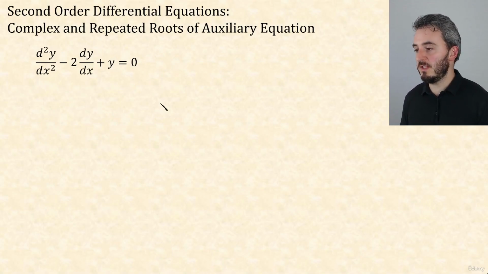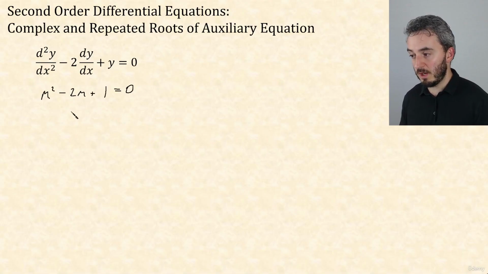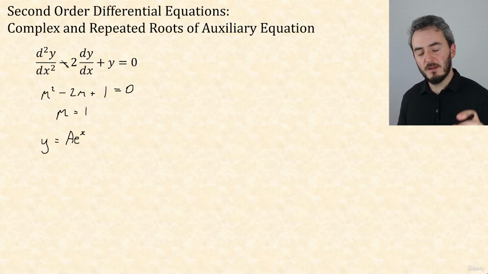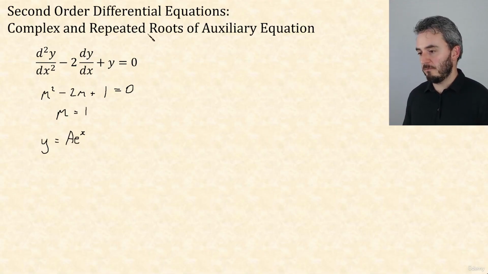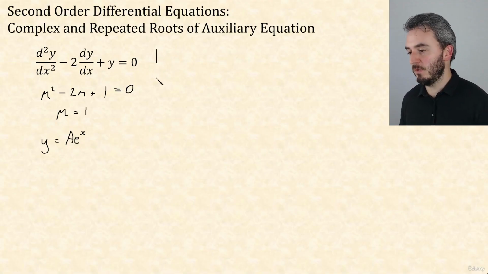The final thing we need to look at is if we have repeated roots. Have a look at this. We get m squared minus 2m plus 1 equals 0. And this just has a repeated root, m equals 1. So it's tempting to say that the general solution to this is just y equals a e to the x. And you know what, that works. So that is part of the solution. But surprisingly, it's not the only part. Have a look. This is quite hard to prove from scratch, but I'm going to show you that it works, and we can use that going forwards.